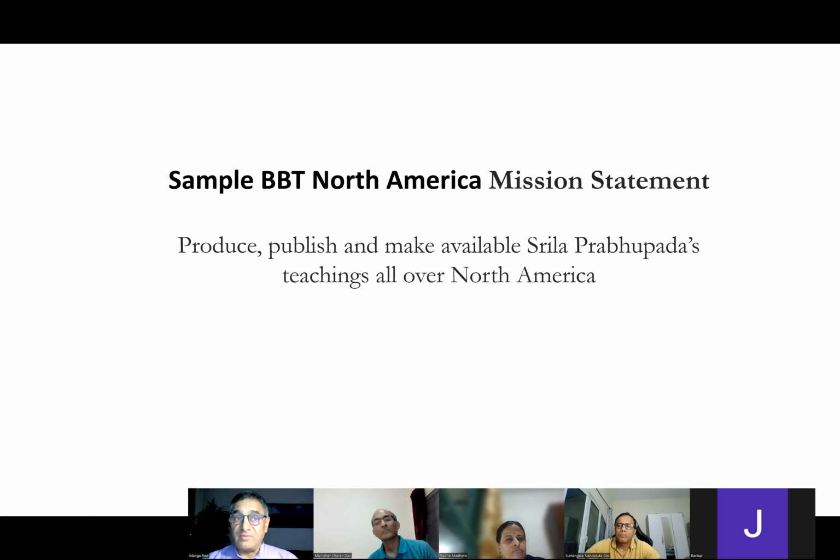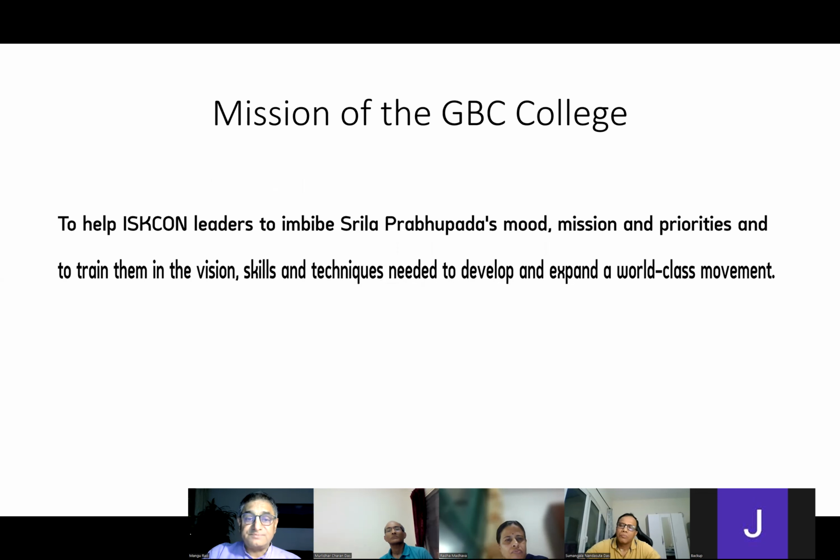When we also think about our mission statement, we need to see how it reflects the deep ethos of the organization. They could have simply said printing, which is a word even in the seven purposes of ISKCON. But still they didn't use it; they used the words produce, publish, make. So it's a good example for us to know.